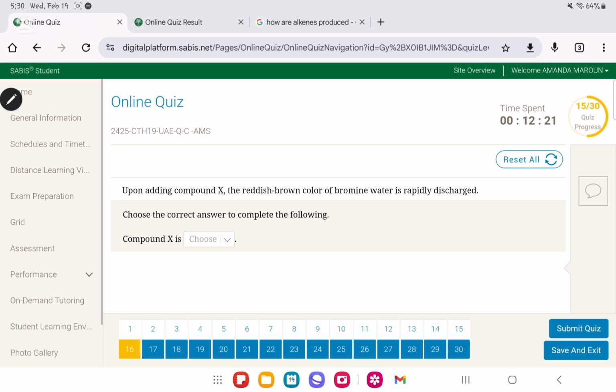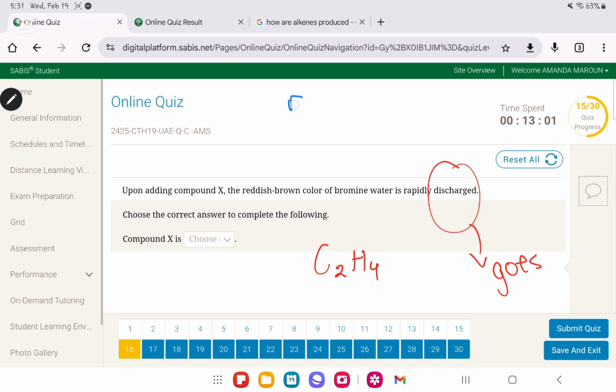Upon adding compound X, the reddish-brown color of bromine water is rapidly discharged. Discharged means it goes or it disappears. Now, what causes the bromine to be decolorized? It's very simply ethene, which is C2. Sorry, not ethene, it's ethylene. Okay? How do you get the name, by the way? I forgot to mention how we get the name.